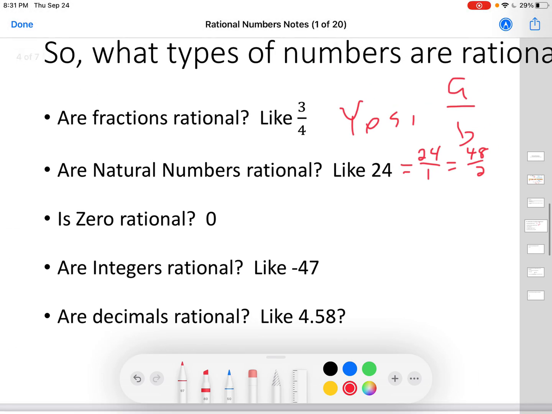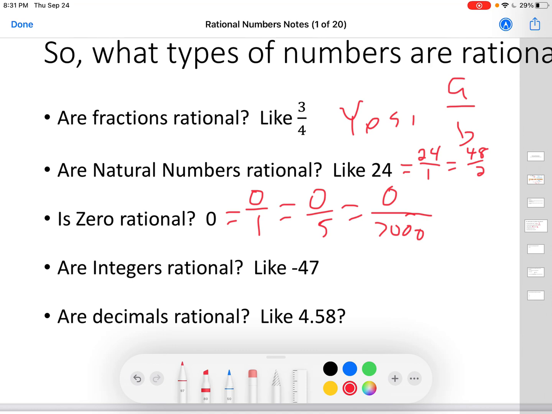So far we're doing well. Is 0 rational? Of course. I can write 0 as 0 over 1, or 0 over 5, or 0 over 7,000. All of those are equal to 0. All of those are integer 0 over integer 1, 5, or 7,000. So they are all rational. 0 is a rational number also.